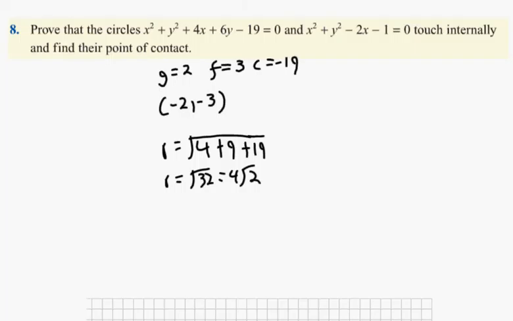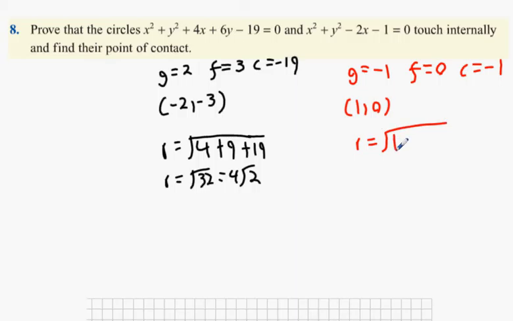Up to the next one. G is -1. The F value, non-existent. The C value, -1. Next. Centre 1, 0. The radius: G squared is 1, F is 0, minus 1. Radius is root 2. Everybody happy enough with that?